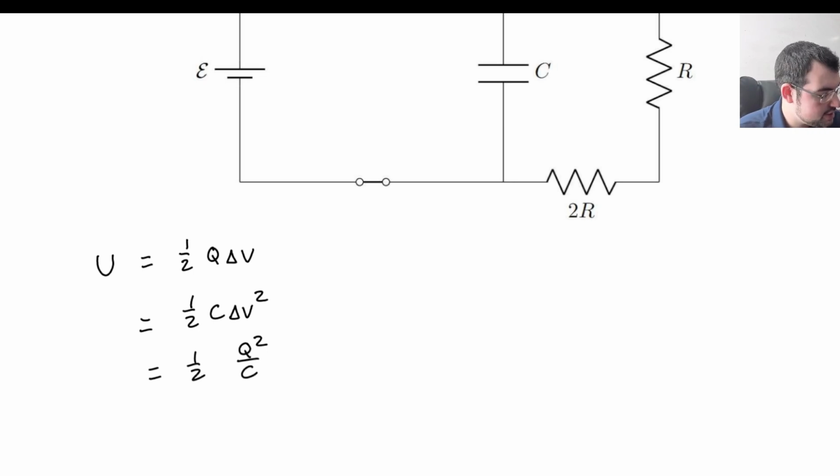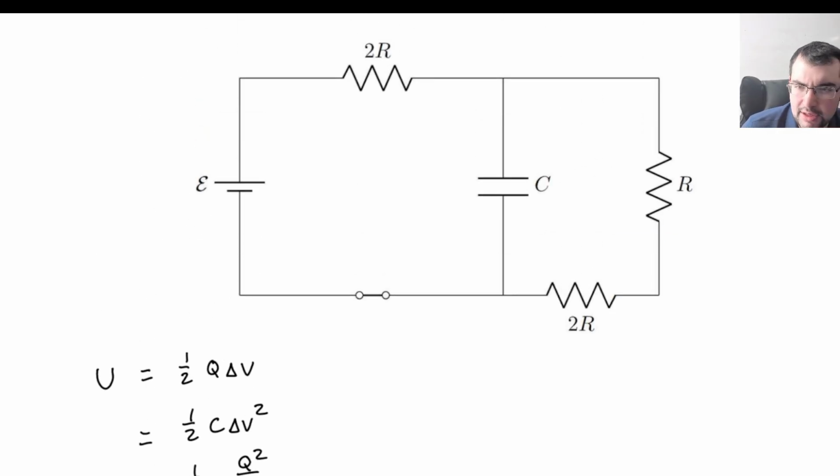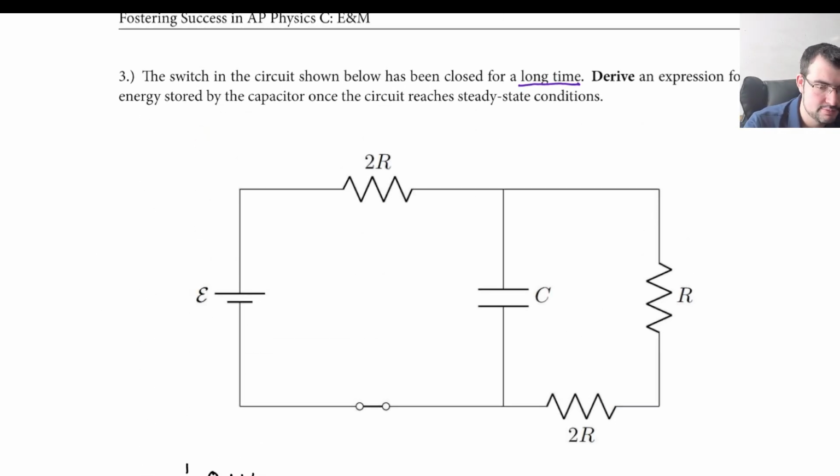So it does seem like this 1/2 C delta V should be our goal, because we know nothing about Q, and delta V is usually easier to find for circuits. So all we've got to do is find the voltage drop across the capacitor, and we're good. So let's do that. We have a good amount of space, so we can do this here.